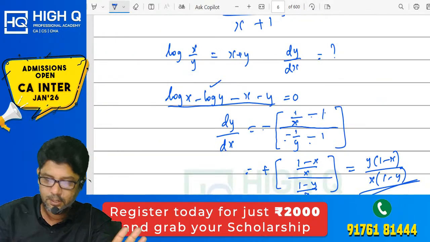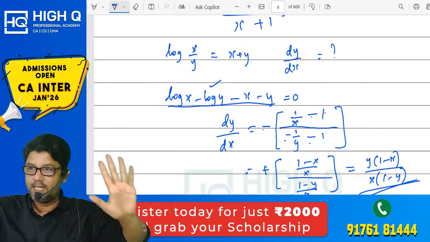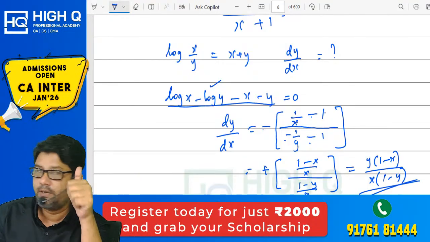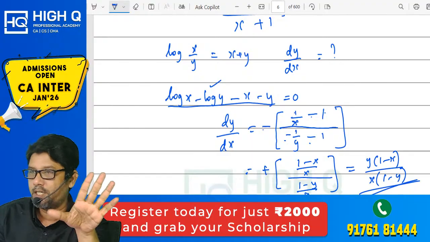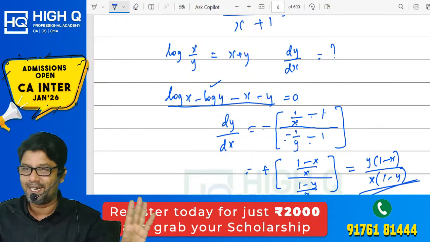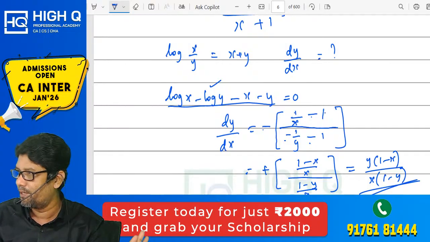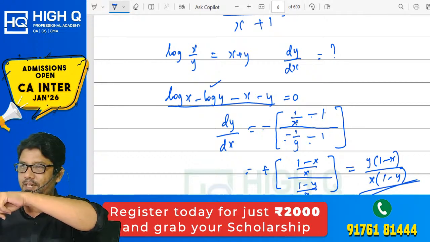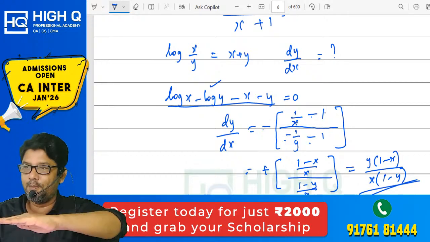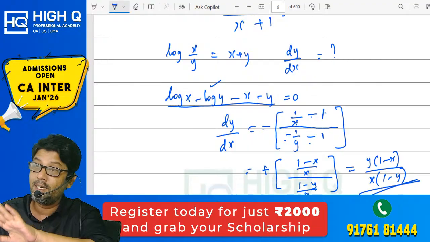So what to do? x and y together means an implicit function type question. Remember, whenever implicit functions or parametric equations come, always simple equations will be given. They are not going to give you some complicated equations. Very simple equations will be given. Simply use this rule: dy by dx is equal to minus of, differentiate with respect to x keeping y constant, over the denominator, differentiate with respect to y keeping x constant.